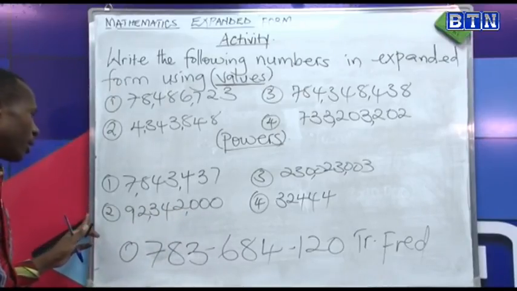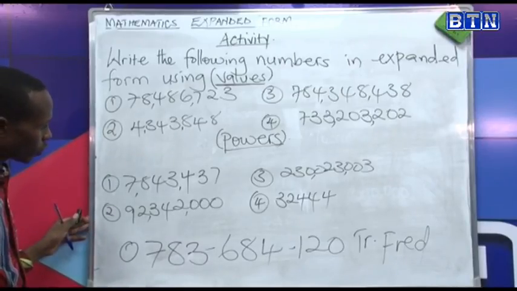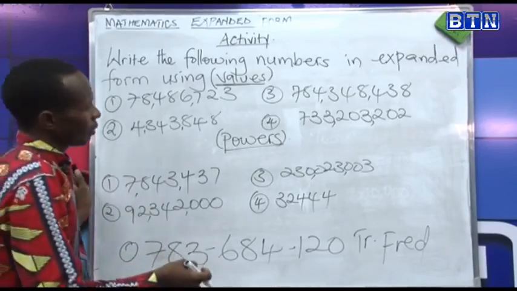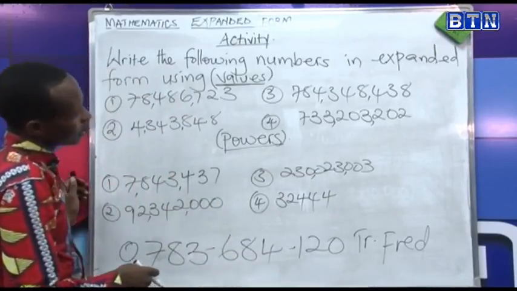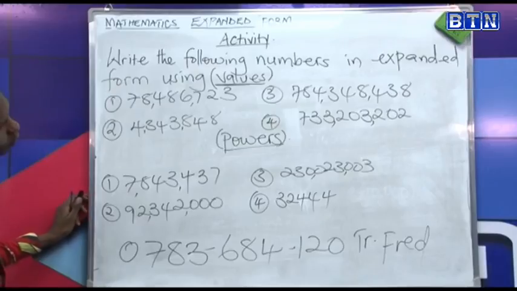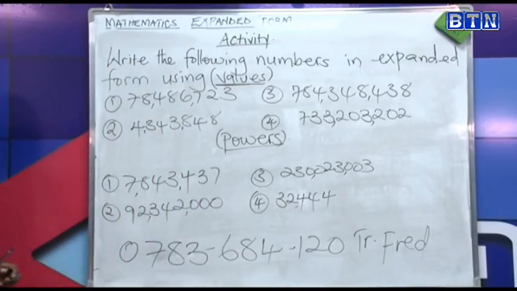Then the second number, that is 92,342,000 in expanded form using powers. Or the second last, they said you also expand 230,026,003 in expanded form using powers. Lastly but not least, they have said expand 32,444 in expanded form using powers.